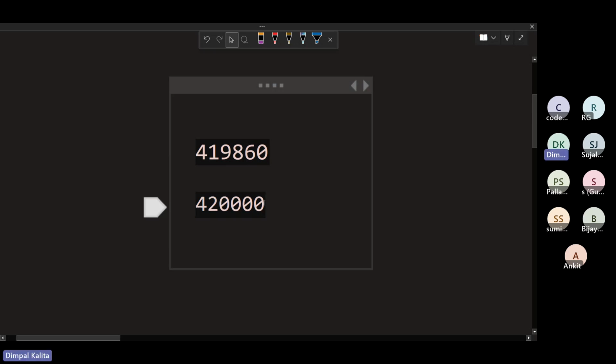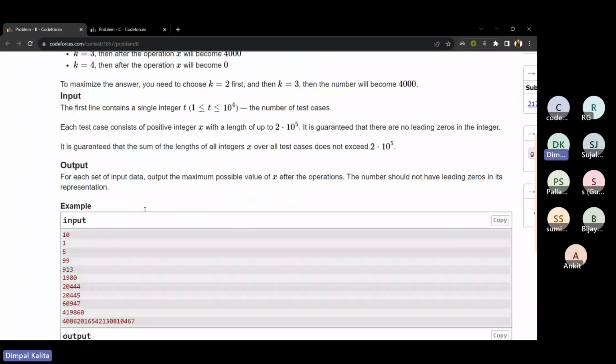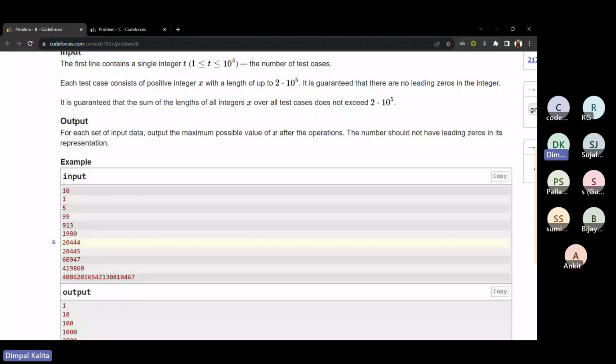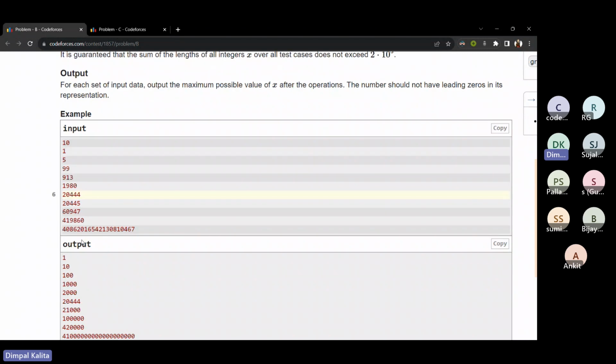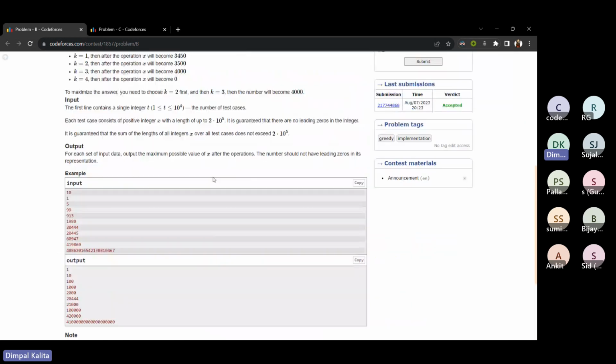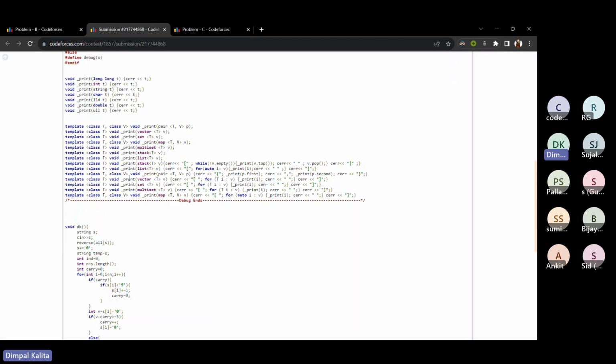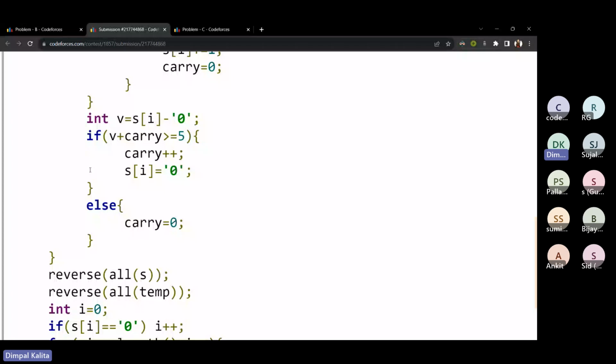Again, these are the basic rules. We have to round up till an index, and all of the indexes after it will become 0 only. Okay, this question is based only on implementation. How we implement it is up to us. So let's look at the code. Okay, it is a messy code.